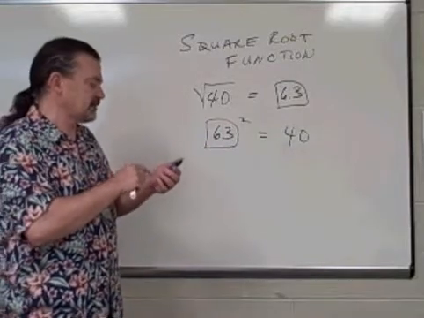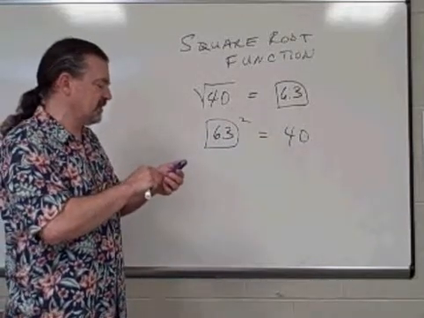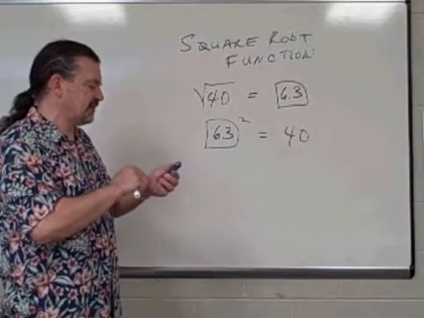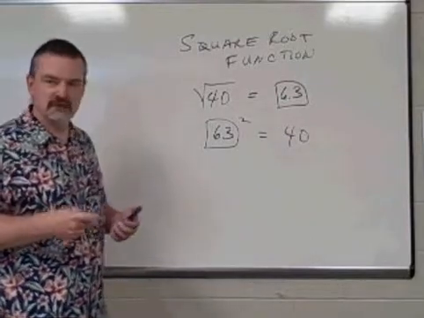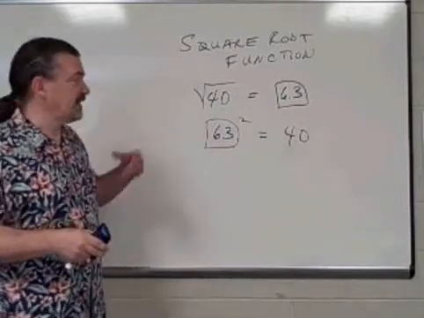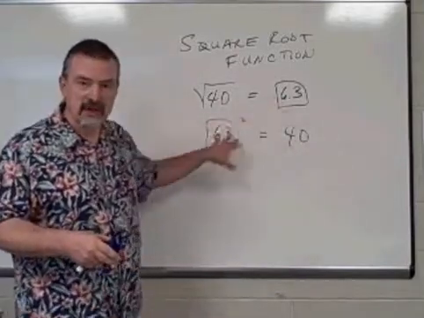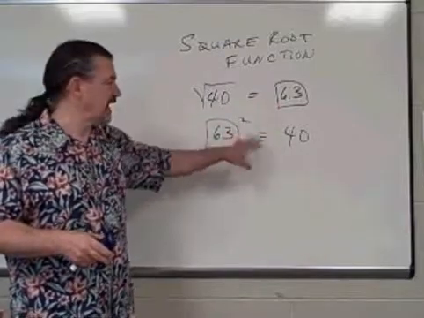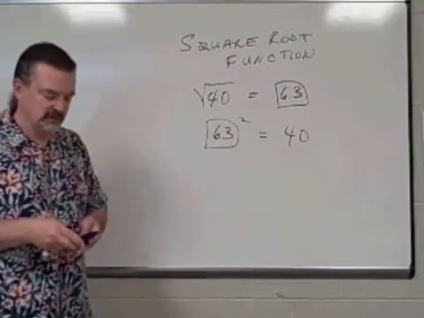Let's again see how close we get. So take 6.3 times 6.3, and that gives us 39.69. Exactly 40? No. Why not? Well, because we rounded our answer. We don't have an exact answer. It has to be an approximation.